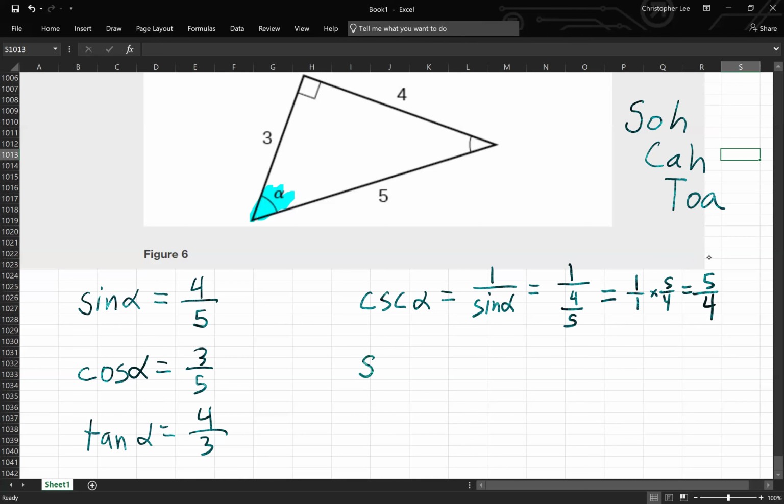For the secant, secant is 1 over cosine alpha, right? Same thing. Just take the answer from cosine, flip it. So instead of 3 over 5, we're going to make it 5 over 3. Cotangent of alpha is the same thing. It's 1 over tan of alpha. So long story short, take the answer from tan of alpha, flip it. 3 over 4. And that's it. That's how we do these, right?